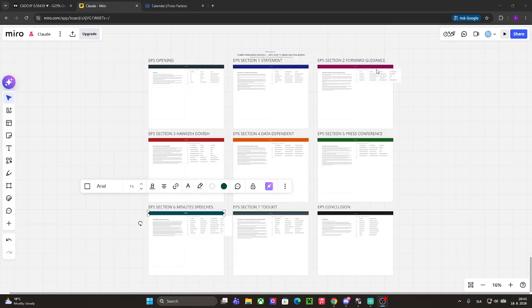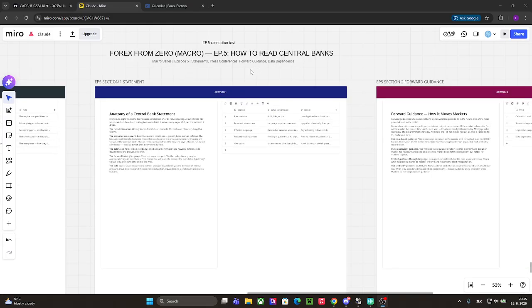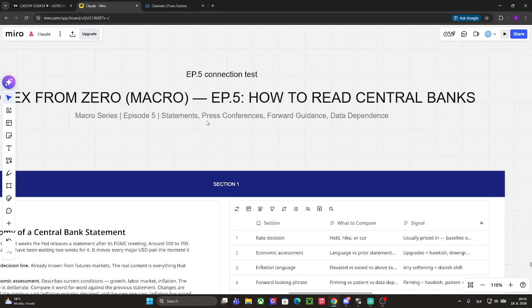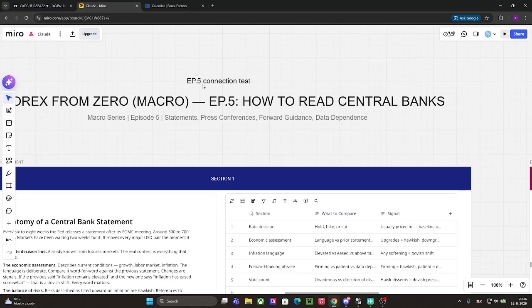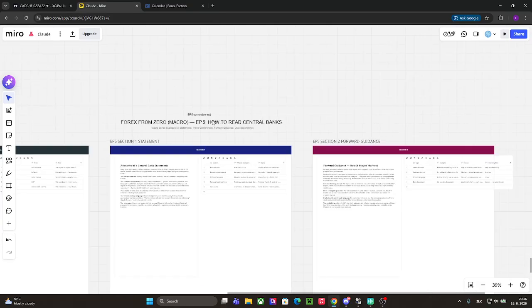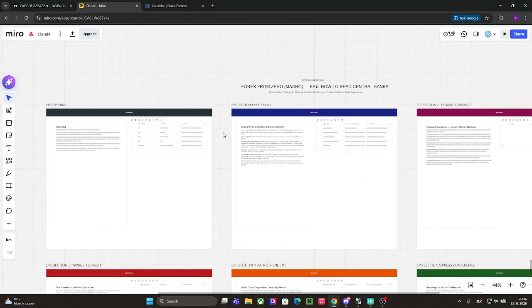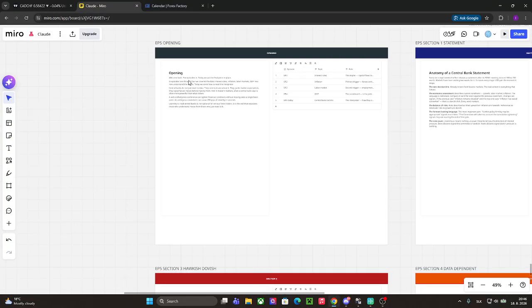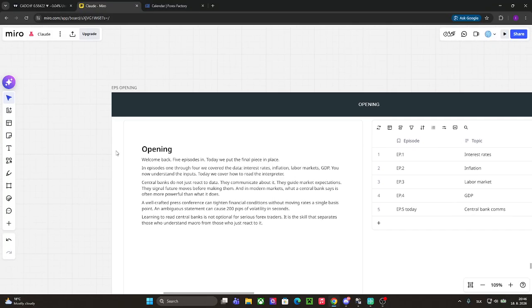Today we'll be going over how to read central banks: statements, press conferences, forward guidance, data dependence, and how it all connects together. So, without further ado, we're just going to start right here with the opening.